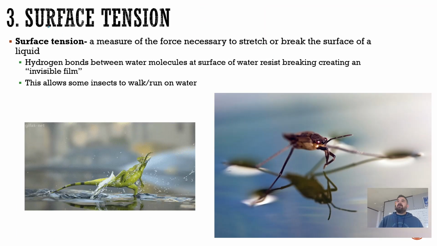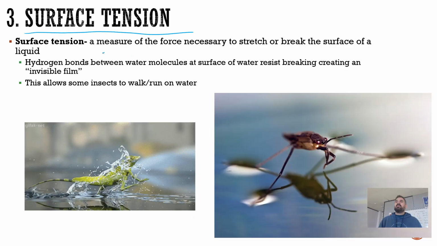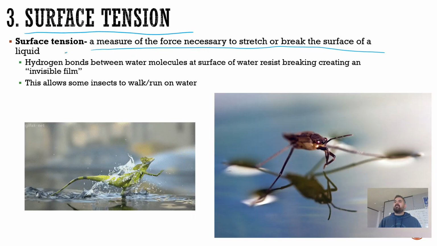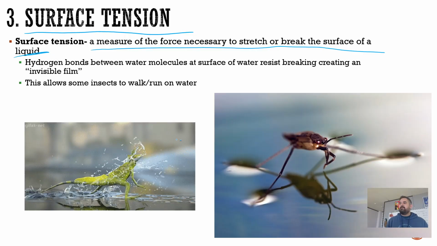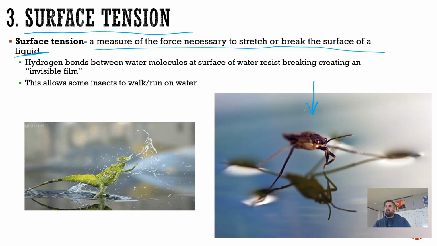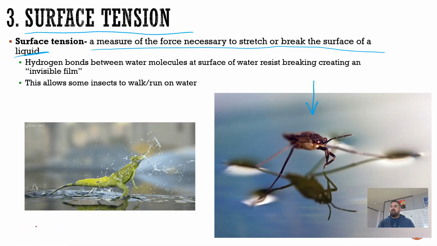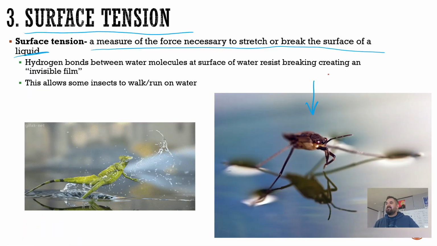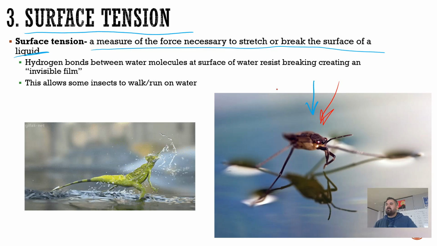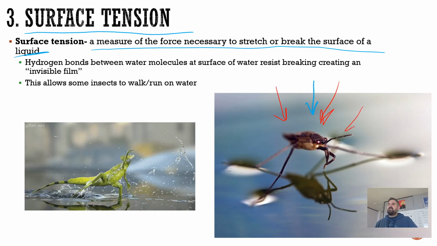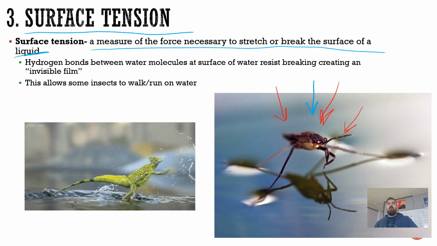So next one we have is going to be surface tension. So what is surface tension? It's a measure of the force necessary to stretch or break the surface of a liquid. Anybody know what this thing is called? It's not a stick bug. All right, so very often students will call this a mosquito. This is a water strider.